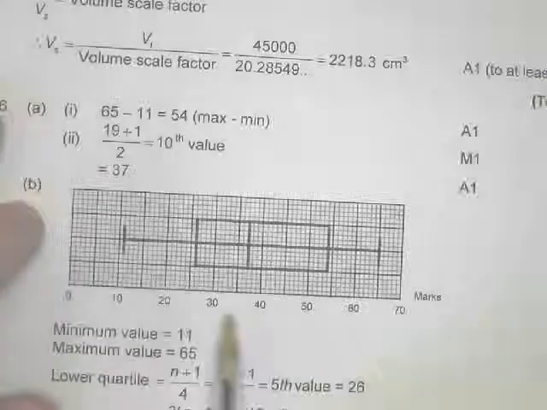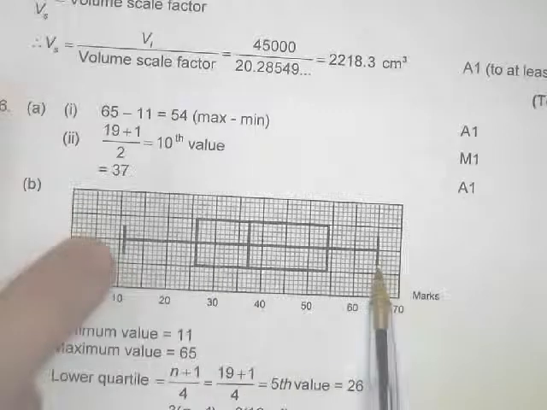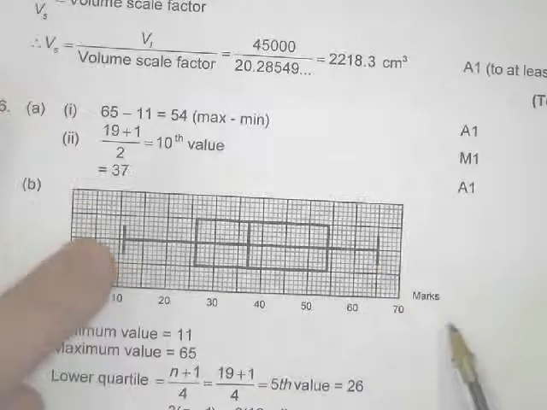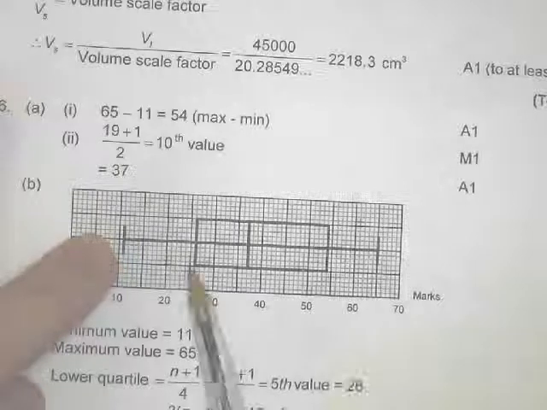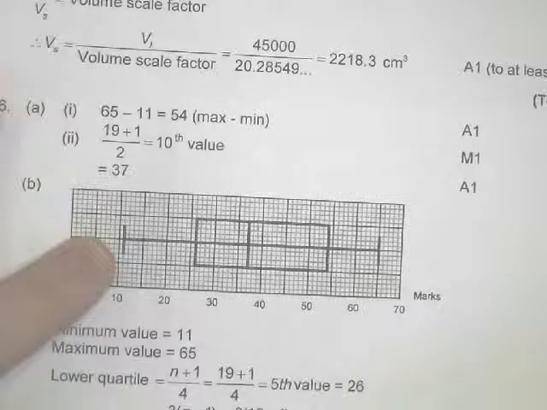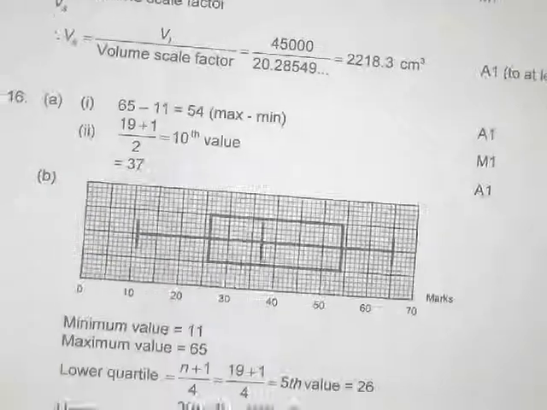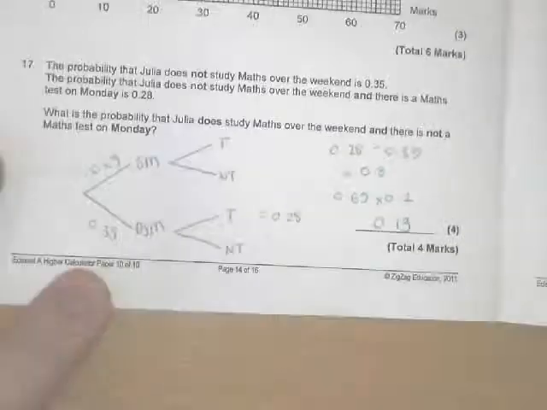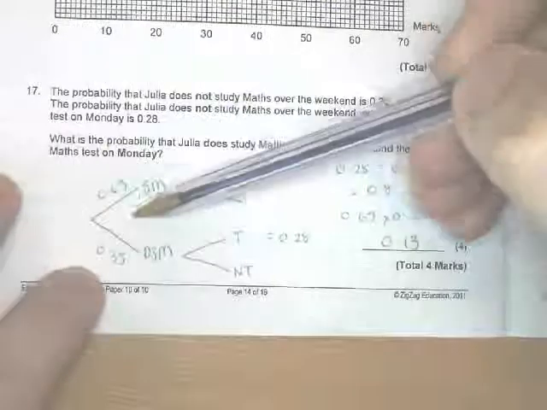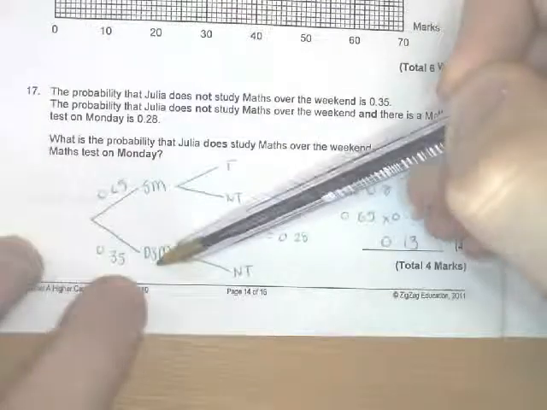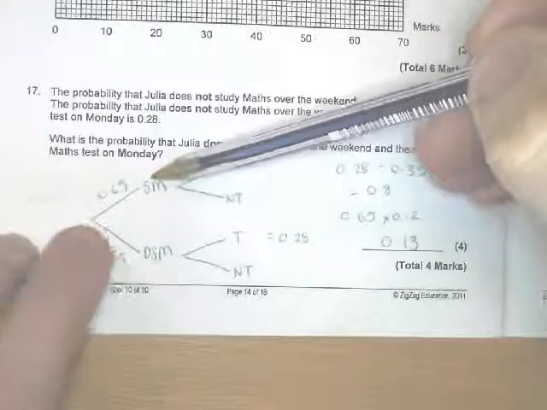So question 17, a bit trickier here. I started with a tree diagram with the information that we got. We knew from the question that the probability she does not study maths over the weekend was 0.35. I can then work out that the probability she does study maths is 1 take away that number, so 0.65. We also know that if she does not study maths and there is a test, the probability is 0.28. So the probability here times the probability here gives us 0.28. Now I can work backwards to find what probability should go there by dividing 0.28 by 0.35, which gives us 0.8.